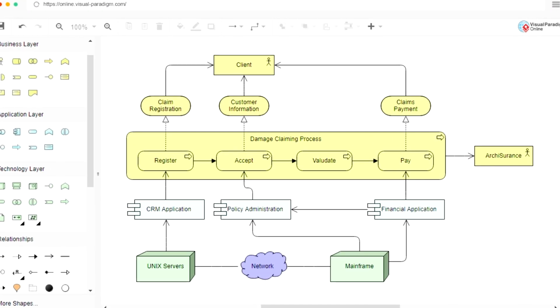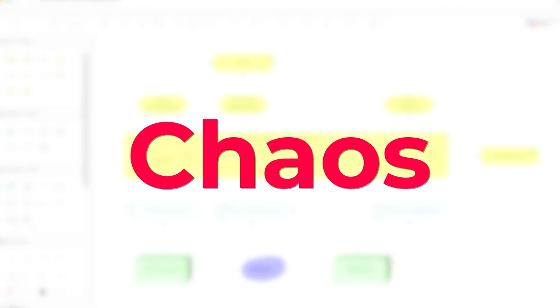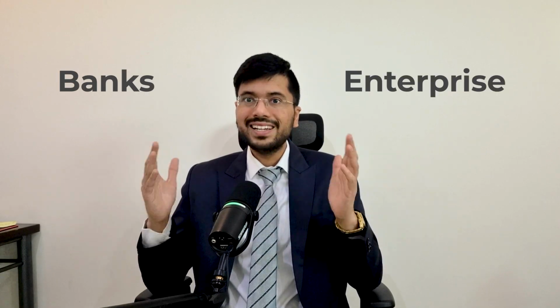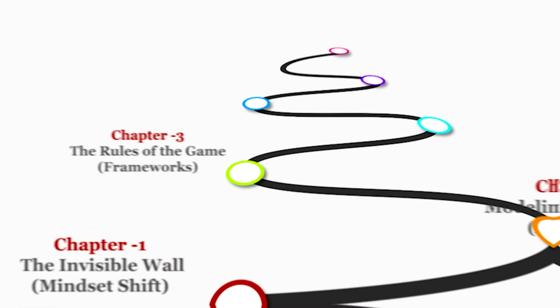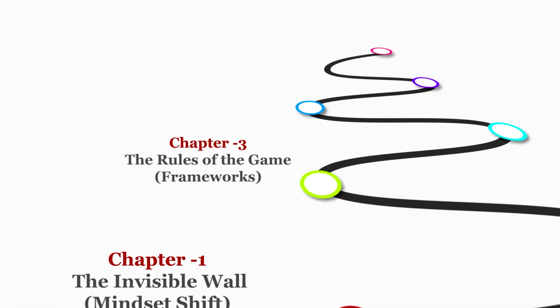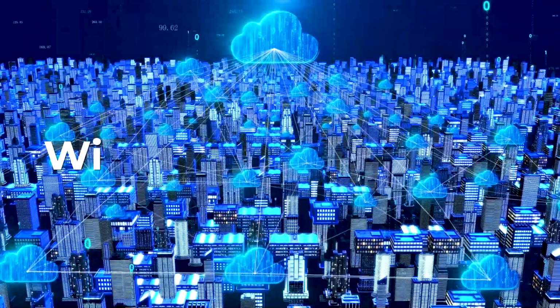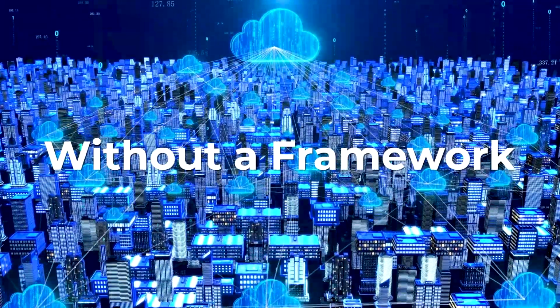But a model without rules is just chaos. To be a safe pair of hands for a bank or an enterprise, you need a set of laws that govern your design and ensure you aren't building a house of cards. Building in the cloud without a framework is just gambling with your company's money. In 2026, you need a cheat code to stay ahead.